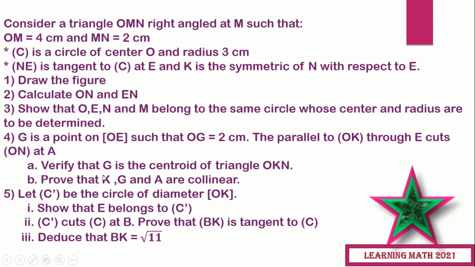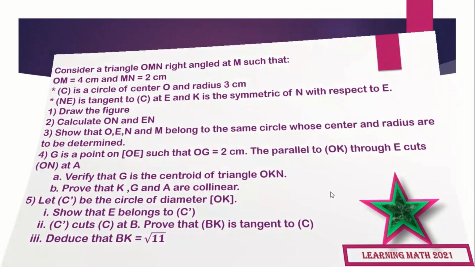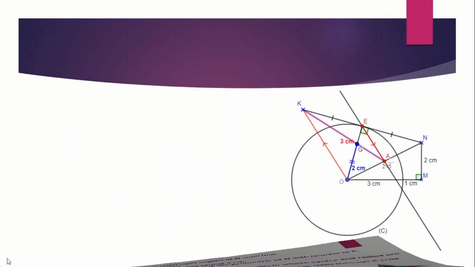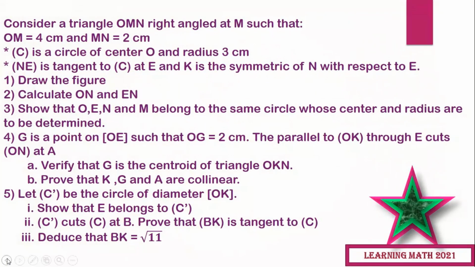Now again, prove that K, G and A are collinear. This question is a trick. If you know something, let's refer again to the given. We should analyze it before starting to solve. What about the point A? What is the point A? We are given the parallel to OK through E cuts ON at A.